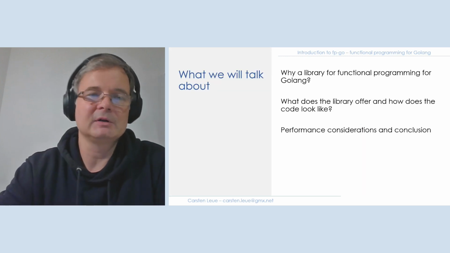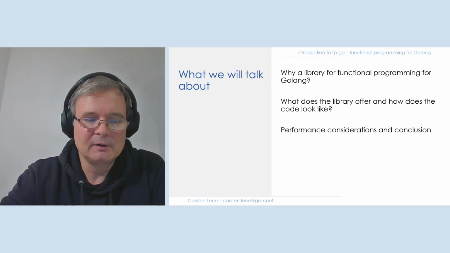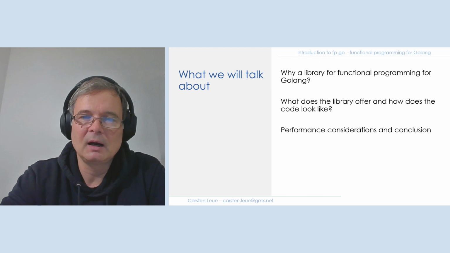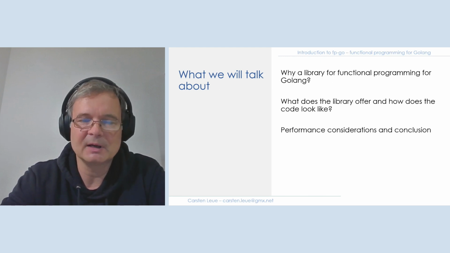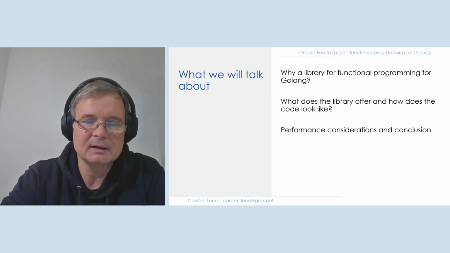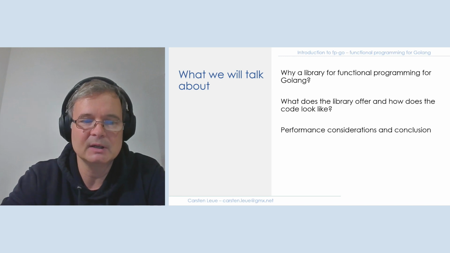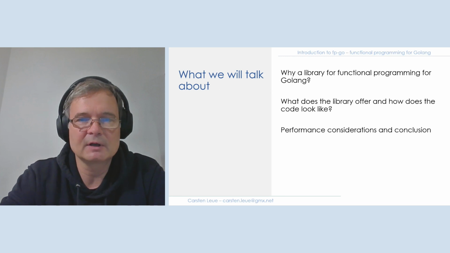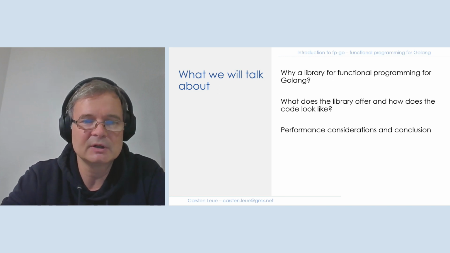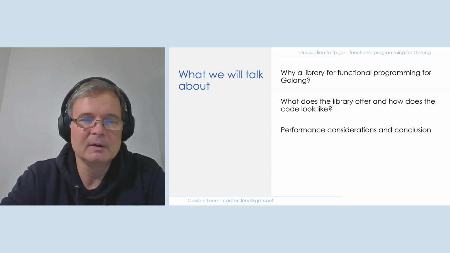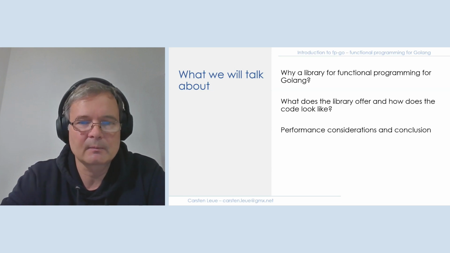So what we will talk about. First, in this presentation, I would like to motivate why it makes sense to have functional programming for Go. Go, in the first place, is an imperative language. It is designed to be an imperative language. So why does it make sense to use functional programming concepts in this imperative language, and why does it help to have a library to support you doing so?